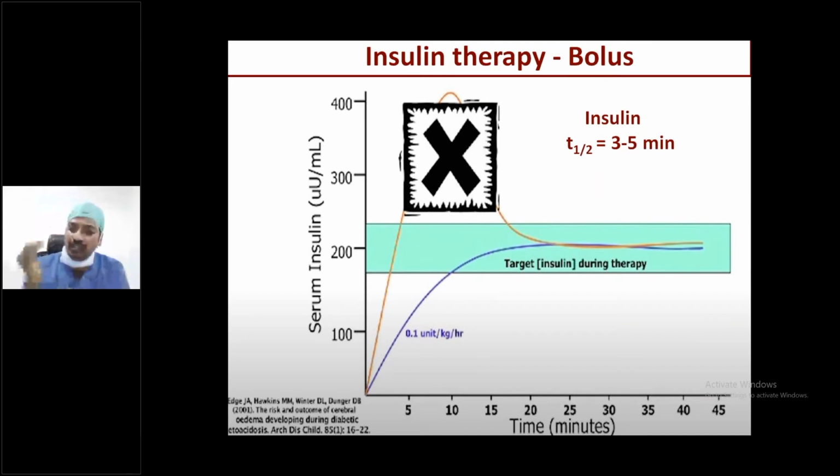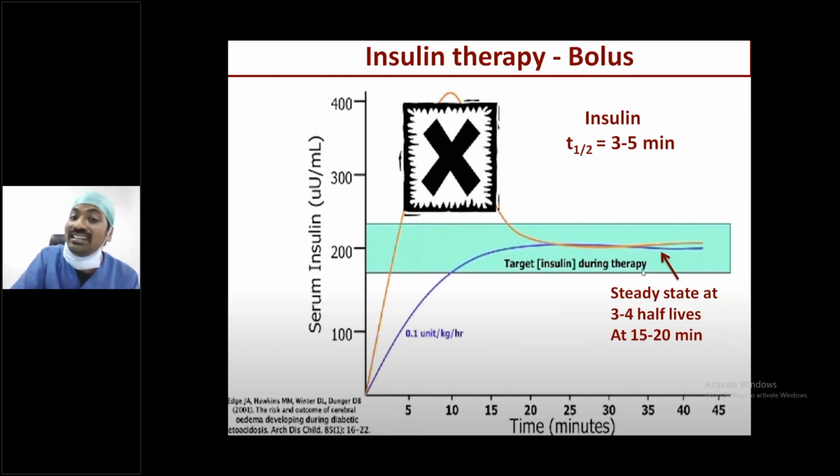Even if you look into the pharmacokinetics of the insulin, the half-life of insulin is 3 to 5 minutes. So even if you start infusion at 0.1 unit per kilo per hour, within 15 to 20 minutes, you can achieve steady state concentration in the plasma. Previous guidelines recommended insulin bolus to achieve steady state levels in the plasma rapidly. So no need to give bolus, because insulin half-life is so short, that is 3 to 5 minutes. Even after starting, within 15 to 20 minutes, you can achieve good plasma concentration of the insulin.